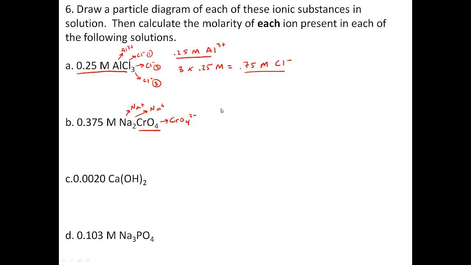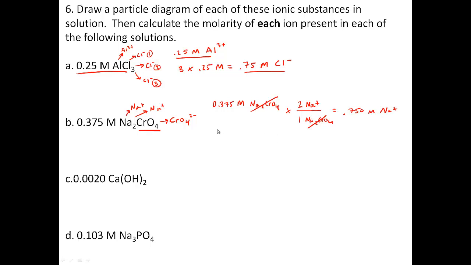Now let's figure it out. Now I'm going to do this in a little bit different way. Maybe this will be clearer. If you take the concentration of the whole and you multiply, let's do this for sodium. I have 2 sodiums per 1 big chunk of sodium chromate. If you do that, cancel out the chromates, you'll find that if you multiply the original concentration by 2, you'll get the concentration of sodium.